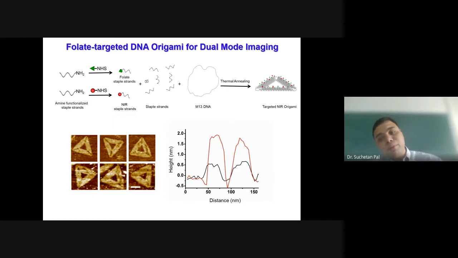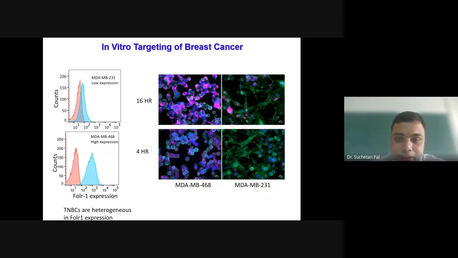So it is formed nicely, and then we checked the targeting of this triangular origami in two different cell lines. One is MDA231, one is 468. You don't have to remember these names, but one is low folate receptor 1 expressing, one is high folate receptor 1 expressing. 468 expresses this folate receptor protein very highly.